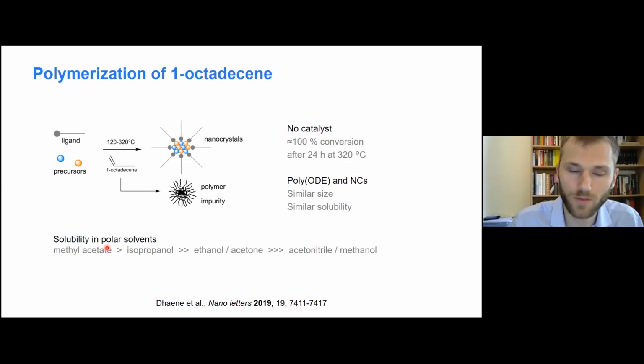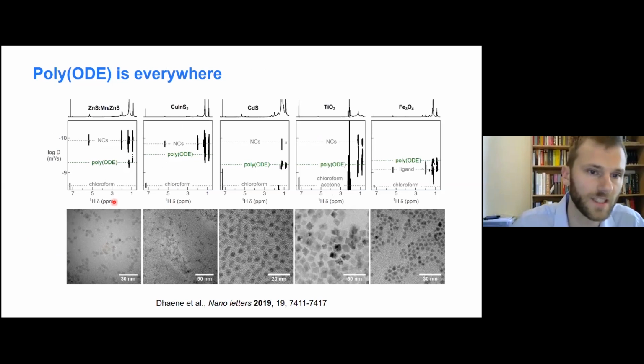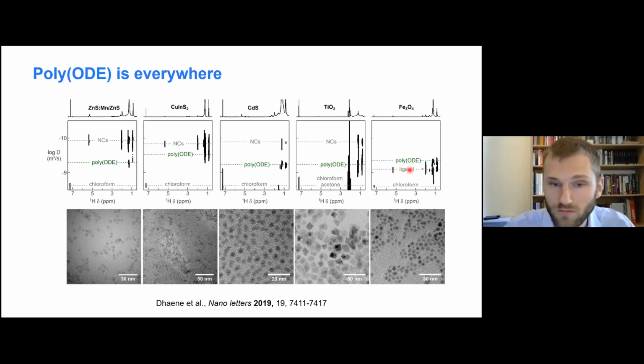Is this a widespread problem? Yes. We have found this in at least 5 different nanocrystal syntheses, and some of them are oxides, some of them are sulfides, so it ranges widely, and we have detected polymerized octadecene using DOSY in all those 5 samples. And then, what's now the solution? So I presented you with a big problem, like many nanocrystal samples are contaminated with polymerized octadecene. How to deal with this?